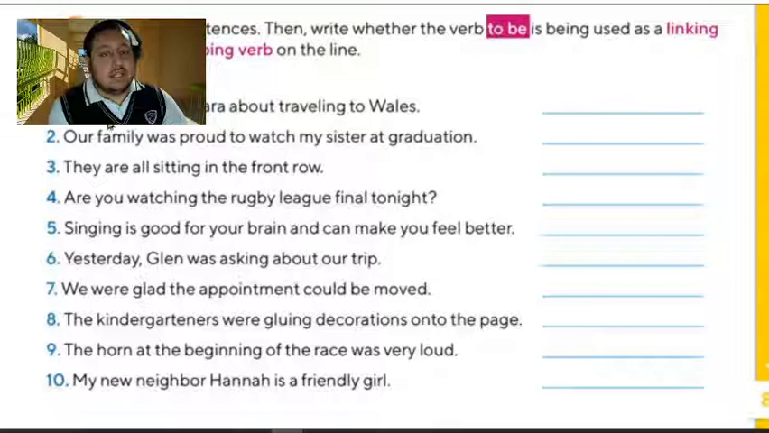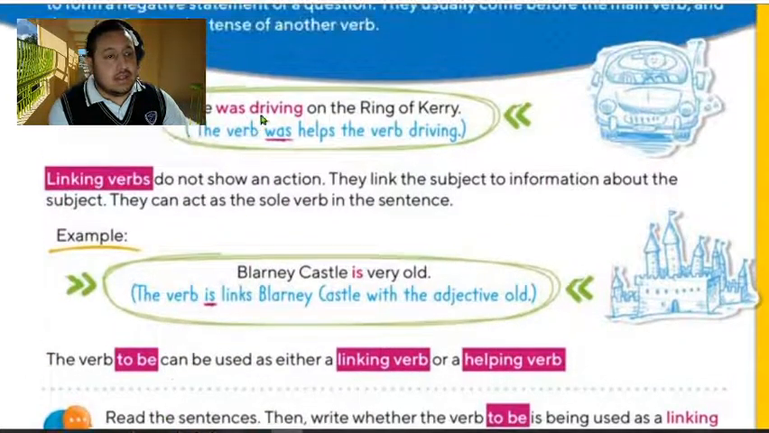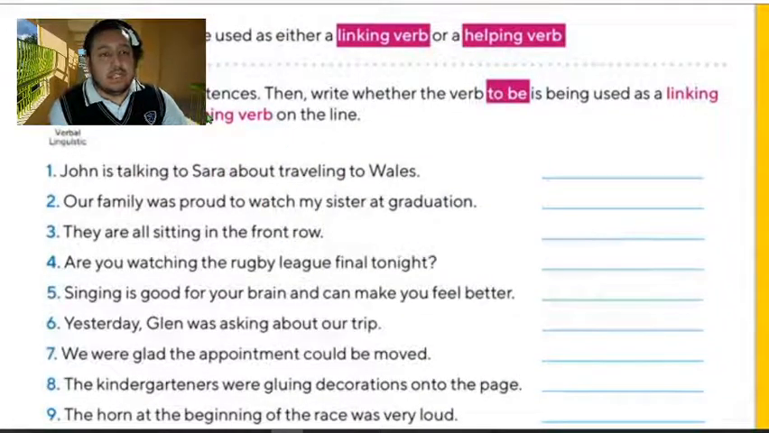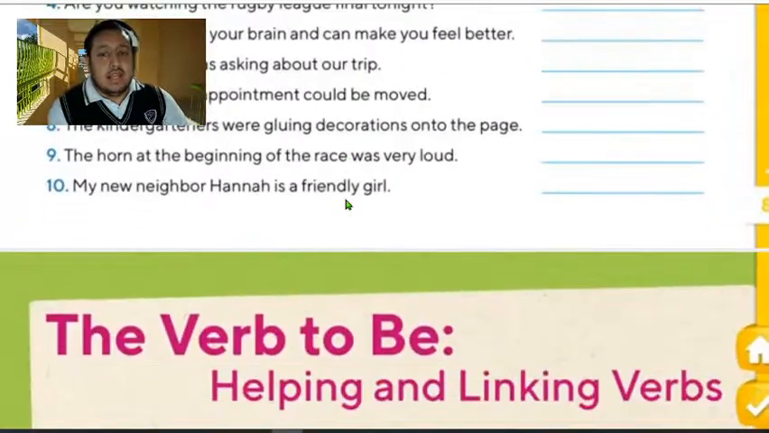¿De qué manera está? Ya quedamos que el primero es is talking. Entonces, si te fijas, is talking, está manejando esta ing más el verb to be. Entonces, este es un helping verb. Let's go to the next page, guys.